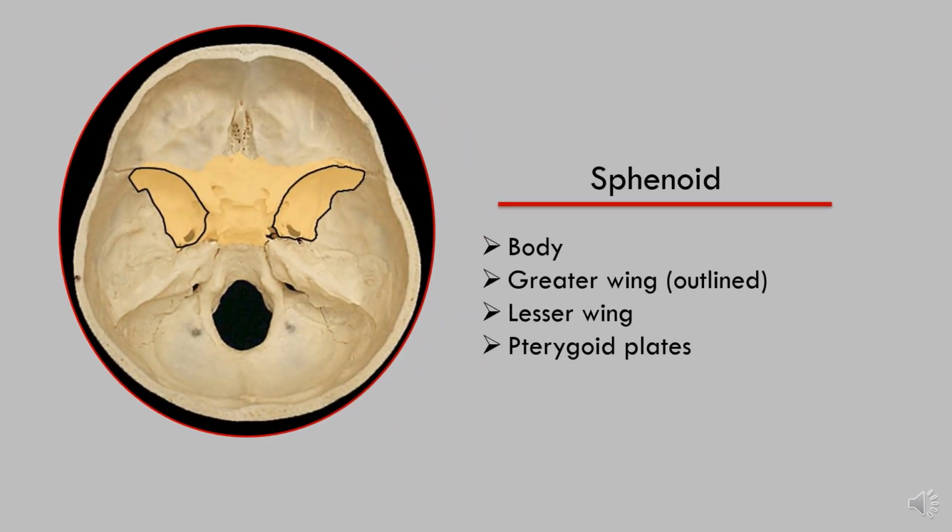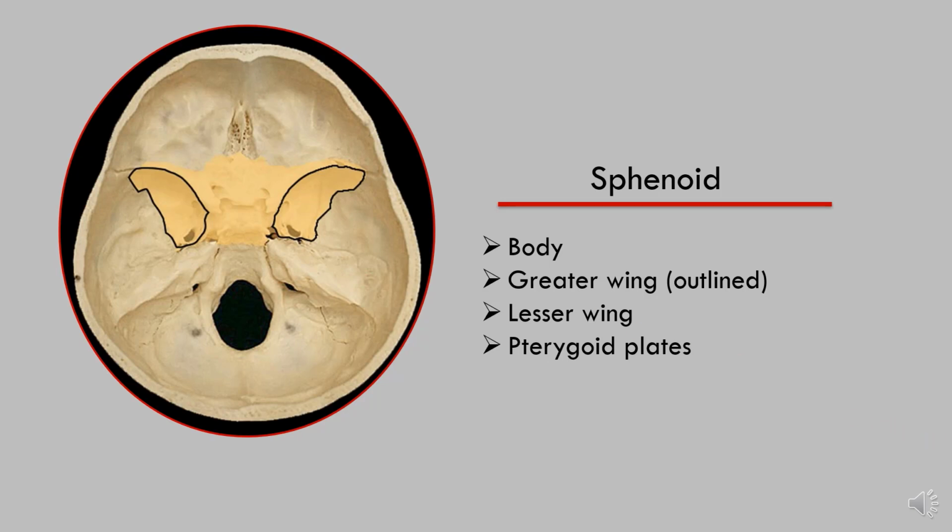This picture shows the cranial fossa, and the sphenoid bone is shown in a more creamy color. The whole of this is the sphenoid bone. It has different parts like the body of the sphenoid here, the greater wings of the sphenoid which are outlined in this picture, the lesser wings of the sphenoid, one on this side, one on this side, and this is the optic canal within the lesser wing of the sphenoid, and it has pterygoid plates which are not visible in this view.